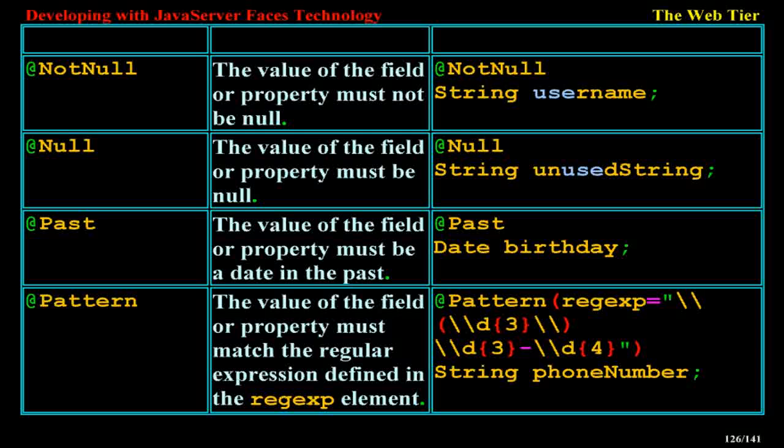@Past Date birthday. @Pattern: The value of the field or property must match the regular expression defined in the regexp element. @Pattern(regexp="\\(\\d{3}\\)\\d{3}-\\d{4}") String phoneNumber.